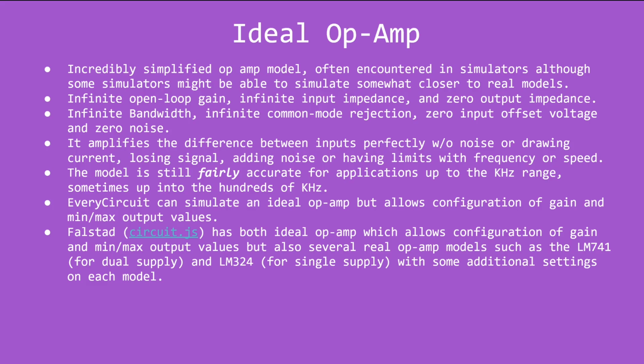Every circuit has an ideal op amp with a few variables, not many. And then Falstad also has an ideal op amp with, again, a few variables, but it also has some models for the LM741, which uses dual power supplies, which I'll get into later, and the LM324 for a single supply with a little bit of settings for each as well.